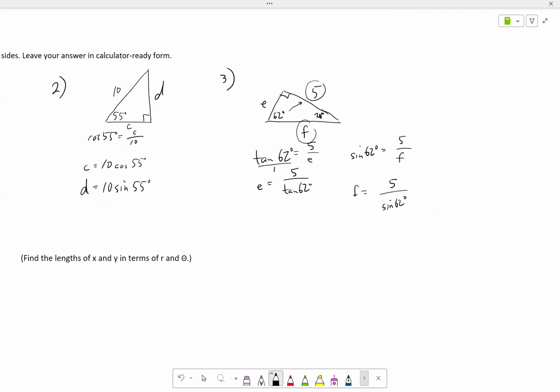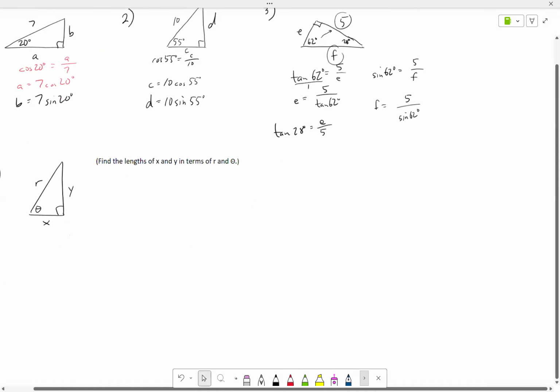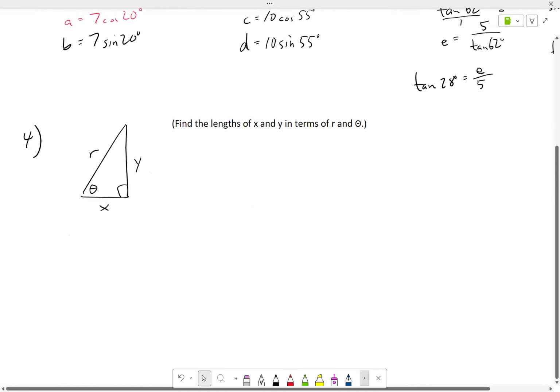So if we would have done E in terms of that 28 degrees, you see that would have been a little bit nicer. Because then we have tangent of 28 degrees equals E over 5. You finally got it. You see how this is a little bit easier to solve? To get the hypotenuse out of the bottom is a nice trick to use. Okay. Any questions?